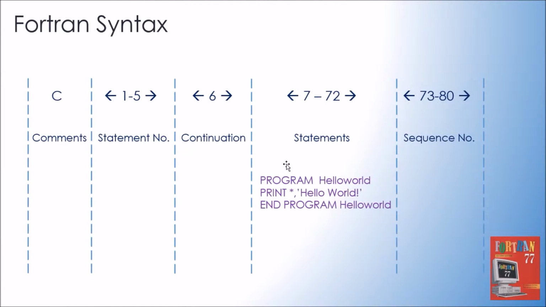Fortran syntax. As shown here, Fortran syntax is divided into 5 sections. Here C indicates comments, and lines 1 to 5 contain statement numbers and line 6 indicates the continuation. The lines 7 to 72 are the statements and from 73 to 80 onwards the sequence number is shown.